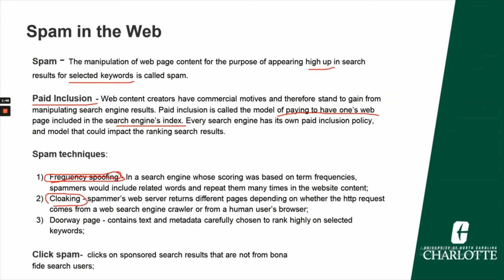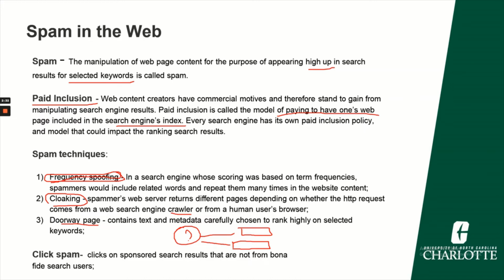Another one is cloaking. For this one, the spammer's web server returns different pages depending on whether the HTTP request comes from a web search engine or from a human user's browser. It has a decision component, so it asks where you're coming from. If you're coming from a crawler, you're going to be served some misleading content. But if you come from a human user's browser, then you're going to be referred to the spam content.